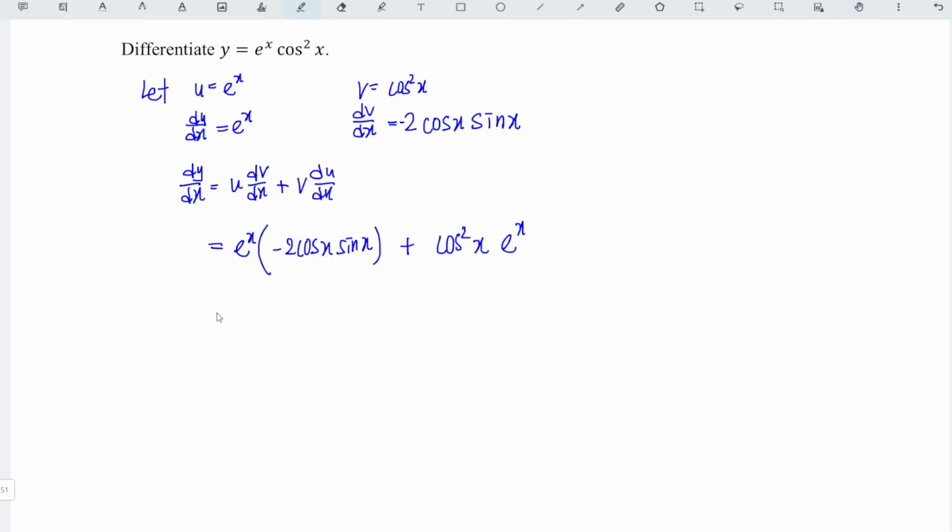We factorize the common terms: e^x and e^x we take out, cos x and cos x, so we have cos x. Which means that we take out 1, left 1, since we have a square here, and minus 2 sine x, and hence with that.